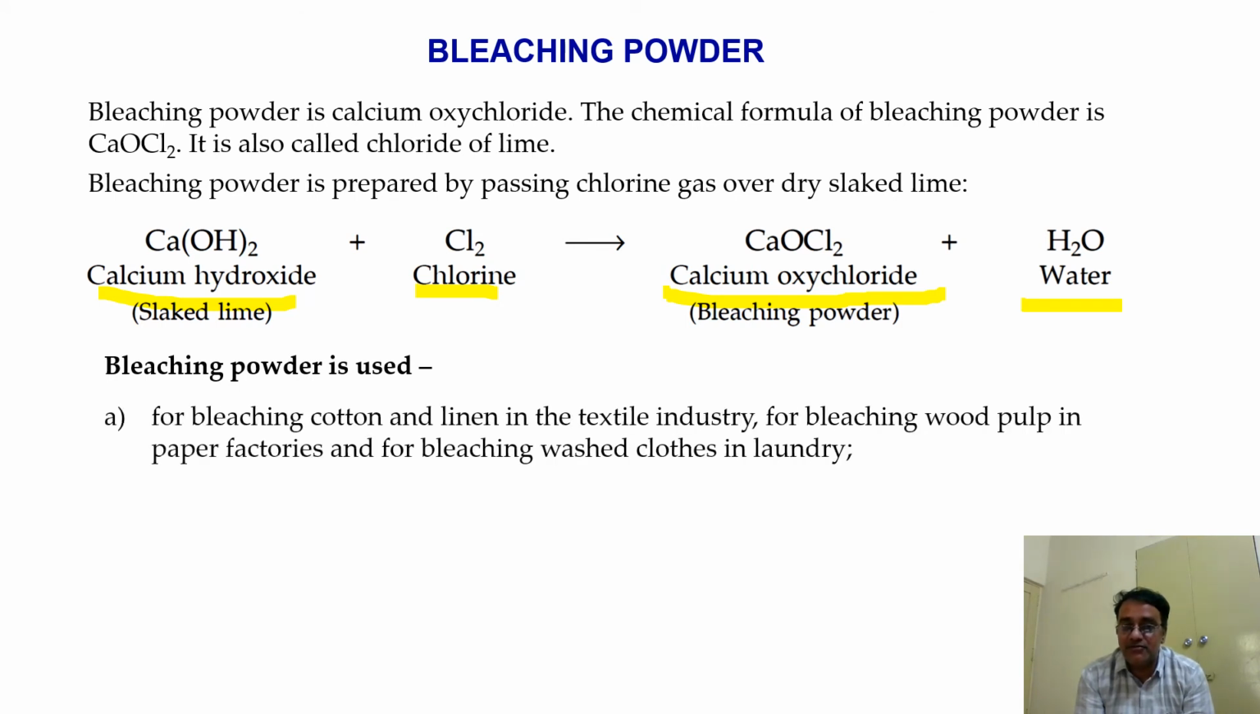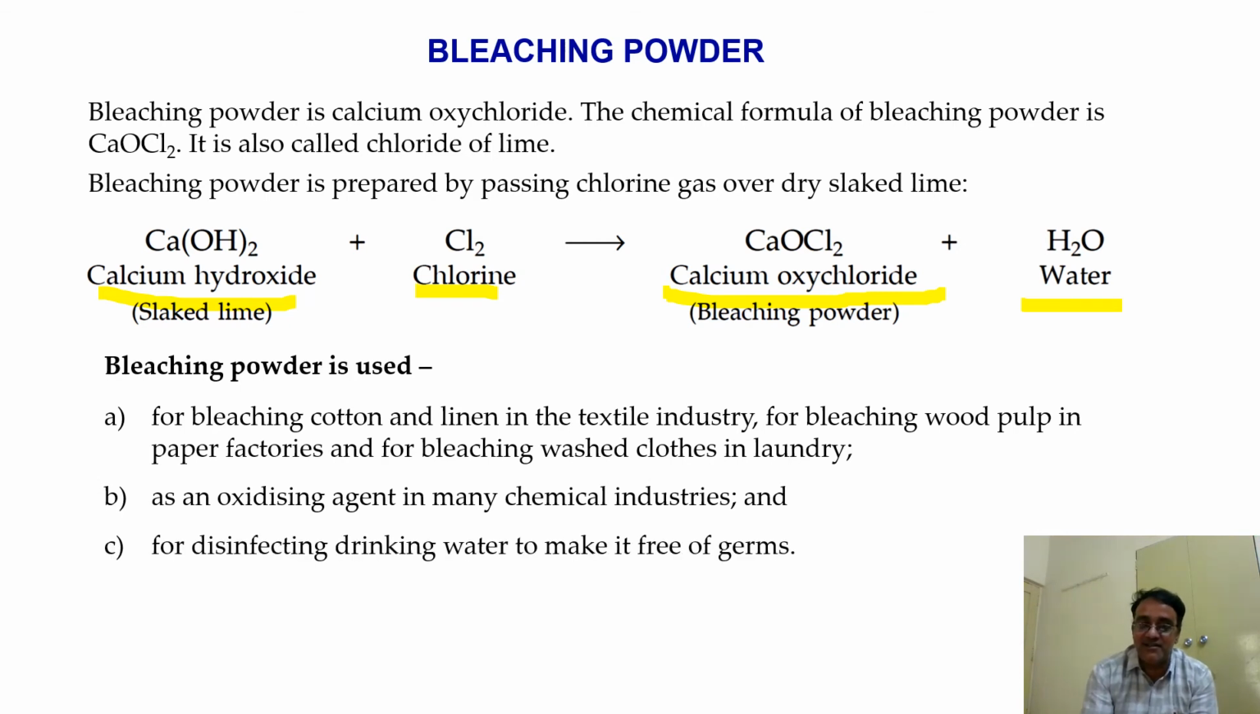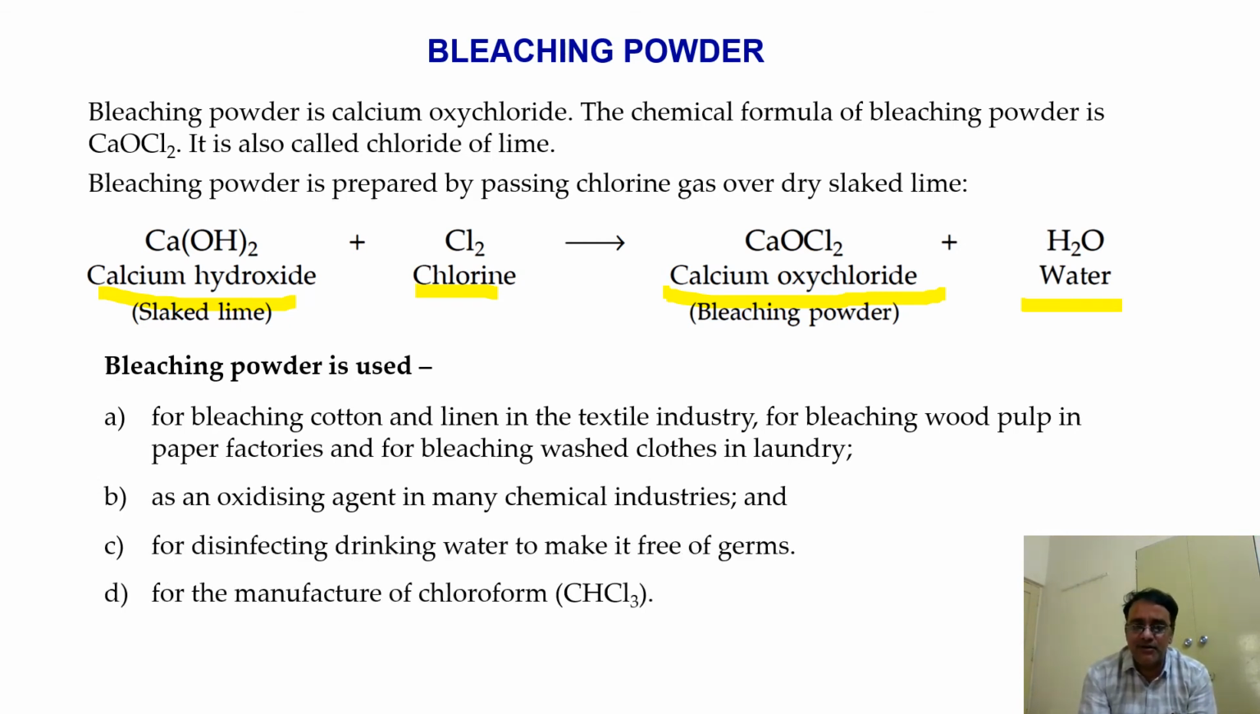Bleaching powder is used for bleaching cotton and linen in the textile industry, for bleaching wood pulp in paper factories, and for bleaching washed clothes in laundry. And it is also used for disinfecting drinking water supply. And it is also used as an oxidizing agent in many chemical industries. For the manufacture of chloroform also. And the last, for making wool unshrinkable. So these are the main uses of bleaching powder.